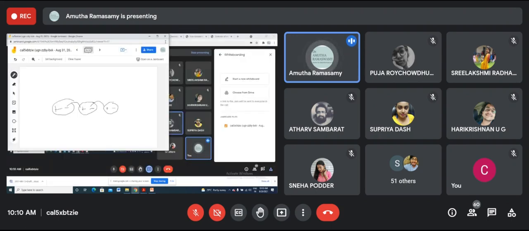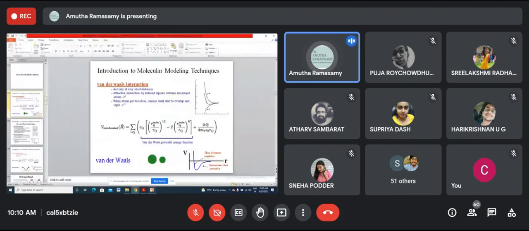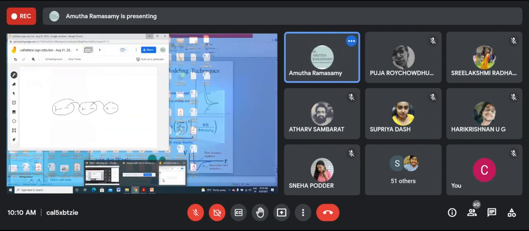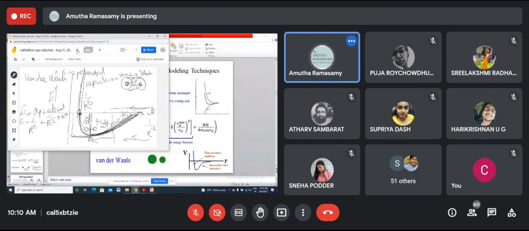Coming back to the slide, we are going to see the non-bonded interactions. What I explained, I remember, there is a mistake in the class itself. See, this is R power 6. This is R power 12 because this is a high energy. I forgot, I don't know why I forgot. Okay, so one minute.